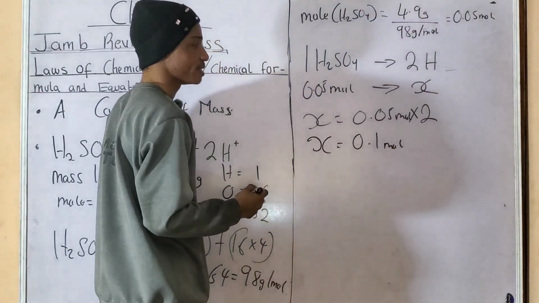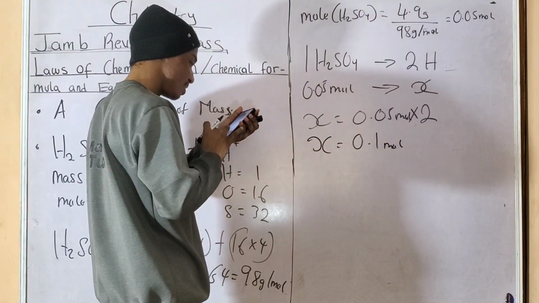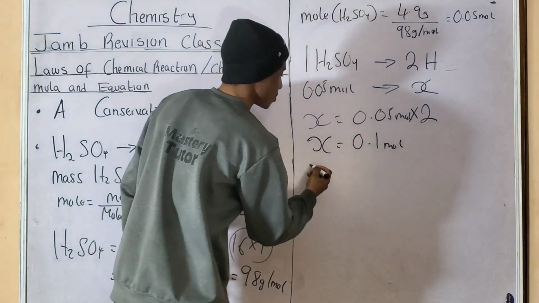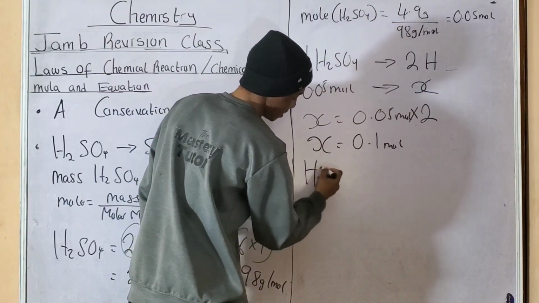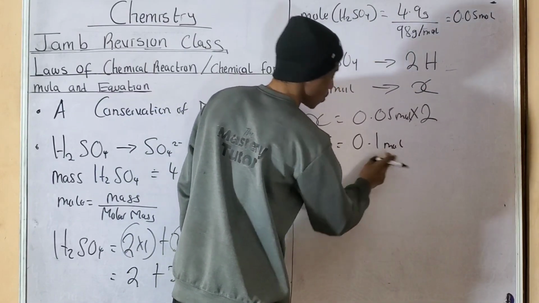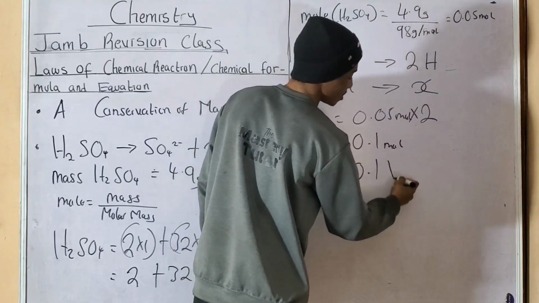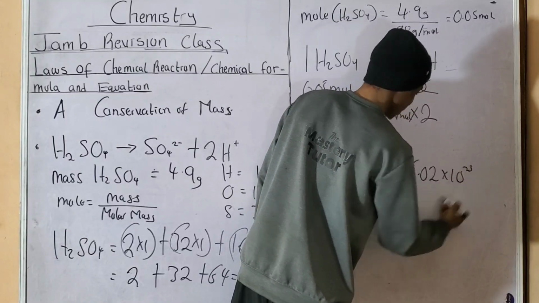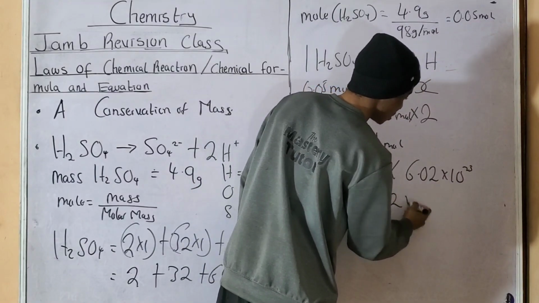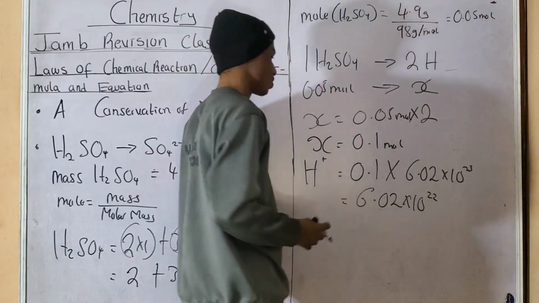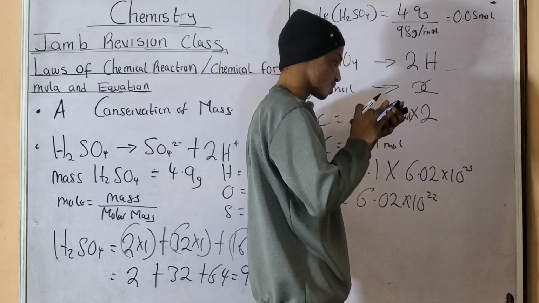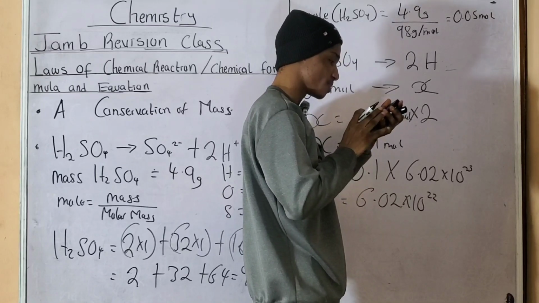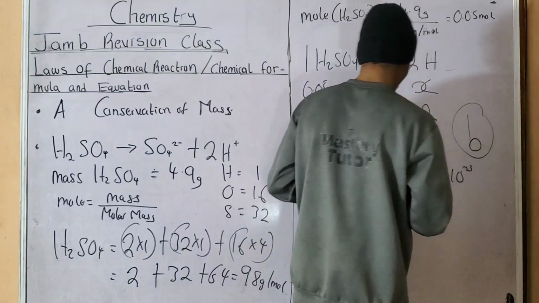Now to get the number of hydrogen ions that can be obtained from 4.9 gram of H2SO4, we can proceed like this. Hydrogen ion will be equal to 0.1 multiplied by the Avogadro's constant, that is 6.02 times 10 raised to the power of 23, and that will give us 6.02 times 10 raised to the power of 22. So the correct option to that question is option B.